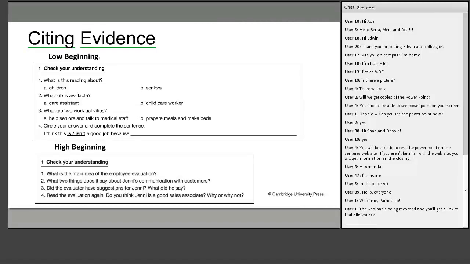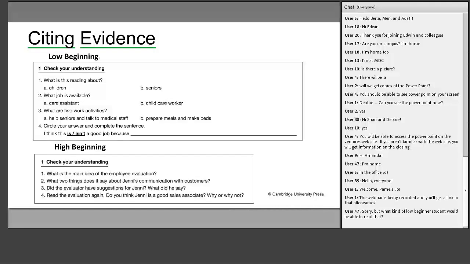What we see is similar about the Low Beginning and High Beginning is they have 4 questions. They always ask for a main idea and some key detail questions, but both also have that important personal information question based on evidence. The Low Beginning question number 4 says, I think this is or isn't a good job because. The High Beginning question number 4 says, read the evaluation again. Do you think Jenny is a good sales associate? Why or why not? And they must pull examples from the reading. One important difference is that the low beginning questions are multiple choice questions, because we are focusing here at these levels on teaching the skill of citing evidence.